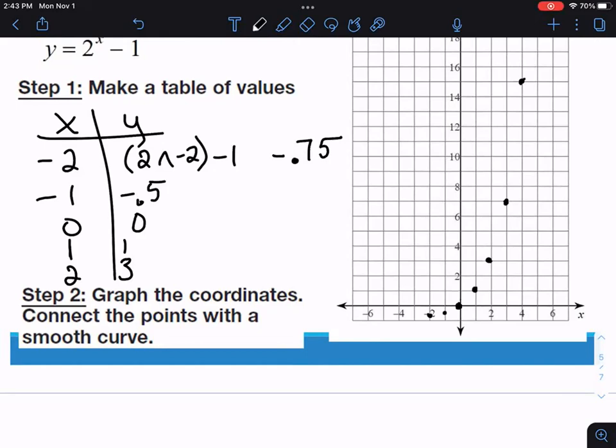So then we're going to connect them. Remember, the left-hand side is going to flatten out and the right-hand side is going to increase because it's exponential growth. So here's my graph. We're always aiming to connect those to make a smooth curve like this.